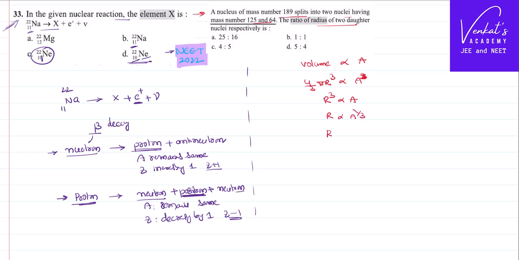That can be further written as R equal to R naught into A power 1 by 3, but that's not required right now, because we want the ratio of radii, A1 by A2 whole power of 1 by 3. Given that A1 is 125, A2 is 64. So 125 by 64 power of 1 by 3. 125 can be written as 5 cube, 64 can be written as 4 cube, whole power of 1 by 3. These cubes and 1 by 3 will cancel, so the ratio is 5:4. That's how we solve that question.